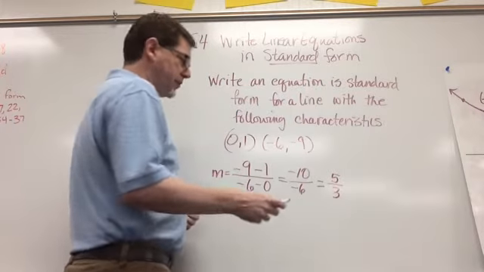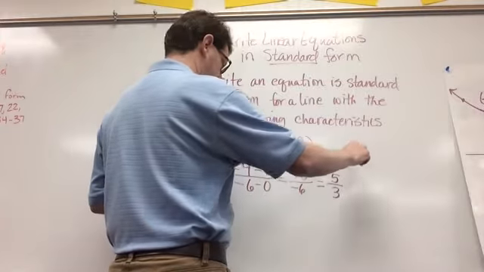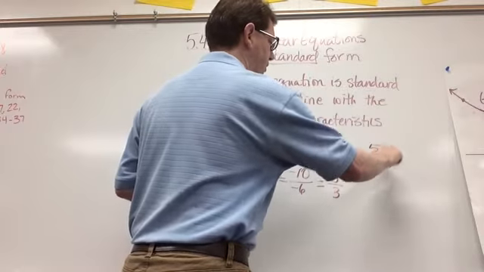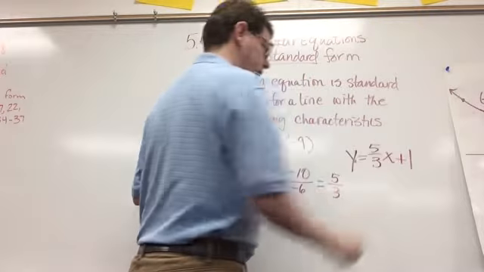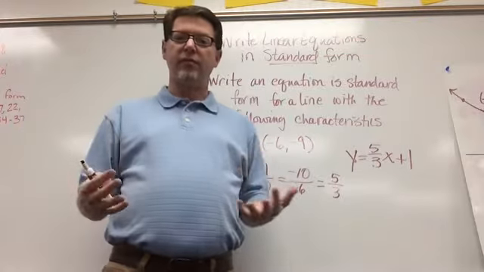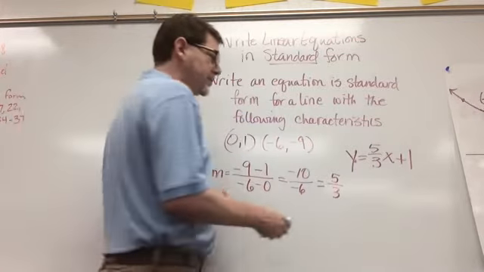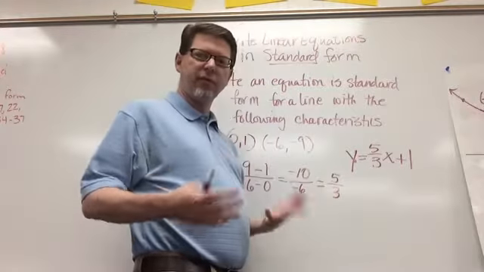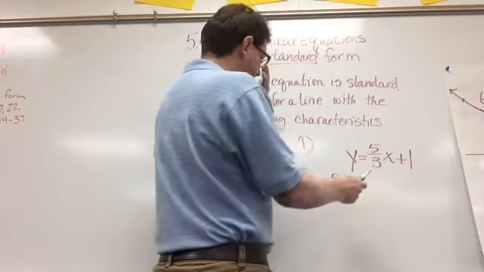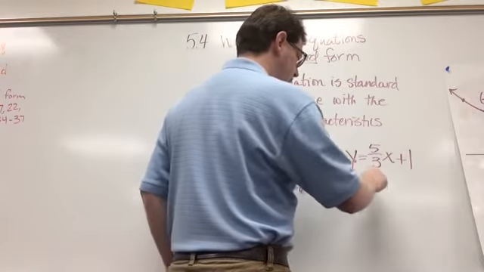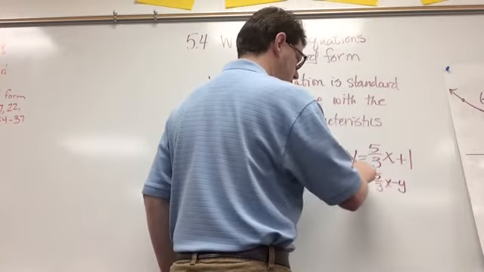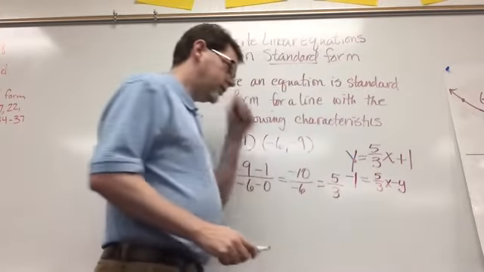So in slope-intercept form, my equation is going to be y equals 5/3 x plus 1. Y-intercept is 1, slope is 5/3. Now, in order to be standard form, I have to get x and y on the same side. So I'm going to leave x there because x is positive. I want x to be positive, that's just the way I like to be. So 5/3 x is going to stay there, and I'm going to move the y over to the 1. So we have 5/3 x minus y equals negative 1.